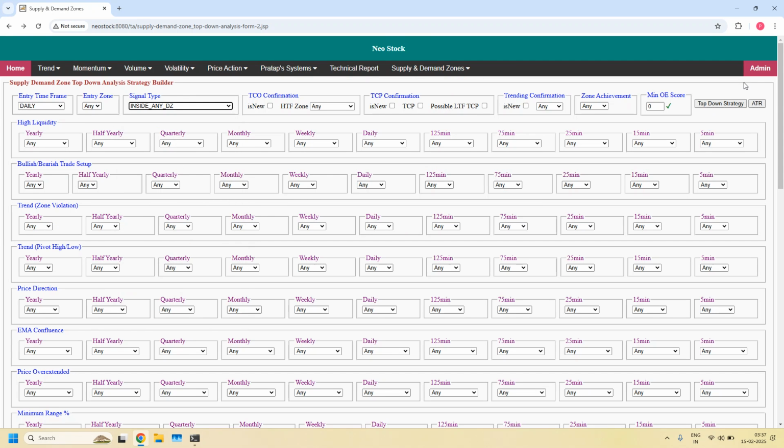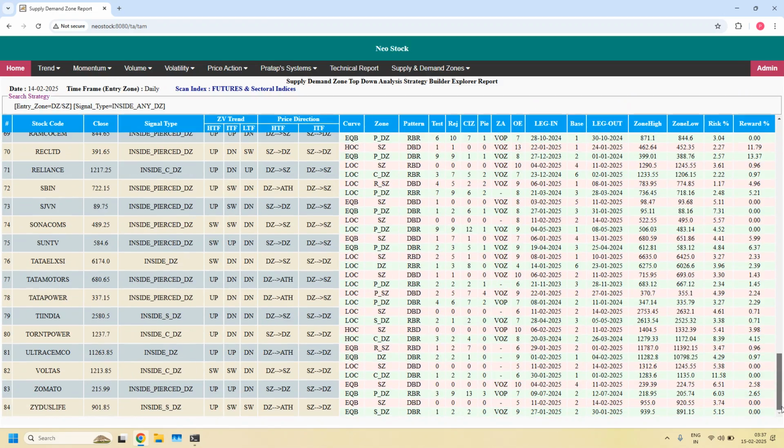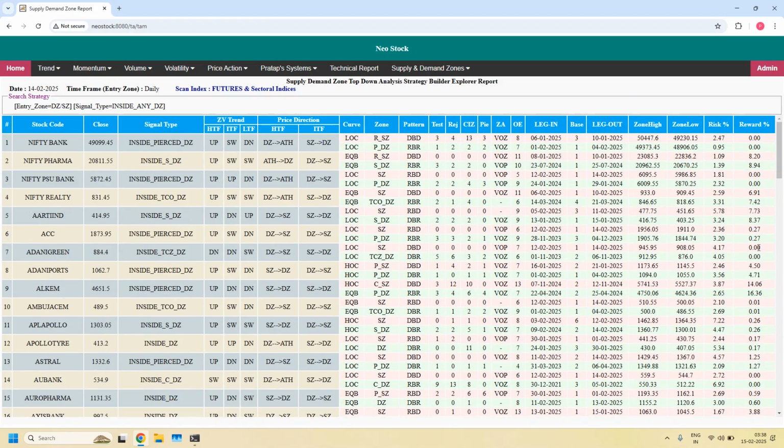Price closed inside the daily demand zone. We got 84 stocks. Nifty Bank also closed inside the daily, but that is a pierced demand zone, pierced twice. Maybe you can look into the reasons behind the pierce, and any pierced zone strategies. So Bank Nifty traders can apply pierced zone strategies on this. Okay, I'm scrolling this list quickly for reference purposes, and then we will further filter based on daily EMA Confluence.